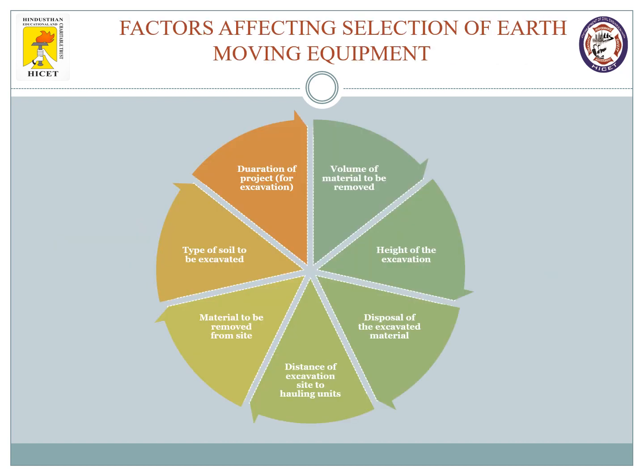So this chart clearly gives an idea about the factors affecting the selection of earth-moving equipments. If you clearly see, the volume of materials to be removed plays a major important role. If the volume of your materials is too low or too small, you can use very small equipments readily available in the field. You can use those equipments to transfer.